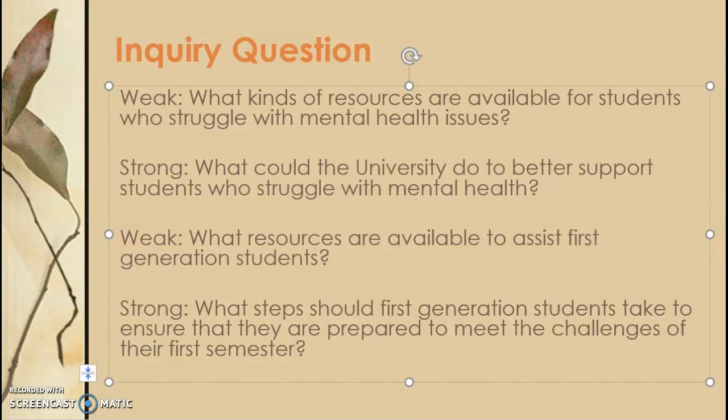The answer is objective. I can just basically answer it by looking up a list of different resources, right? But if I were to shift that question a little bit to the question, what should or could the university do to better support students who struggle with mental health? Okay, now I have a question that invites in multiple perspectives because different groups are going to answer that question differently, right?